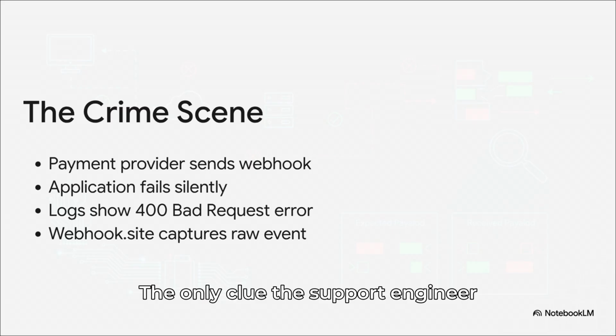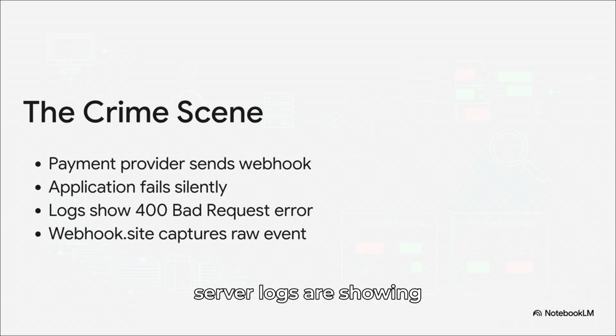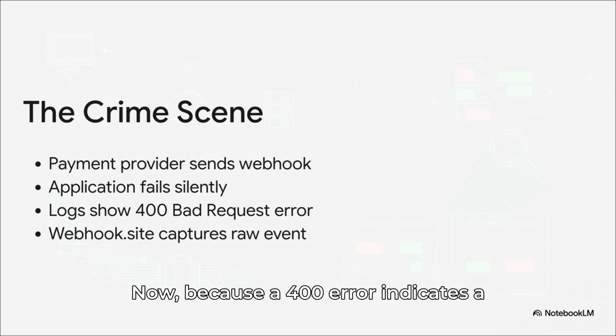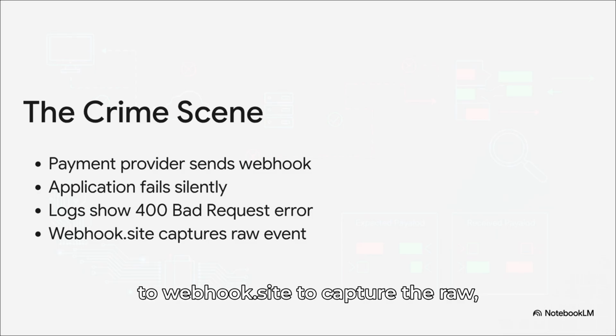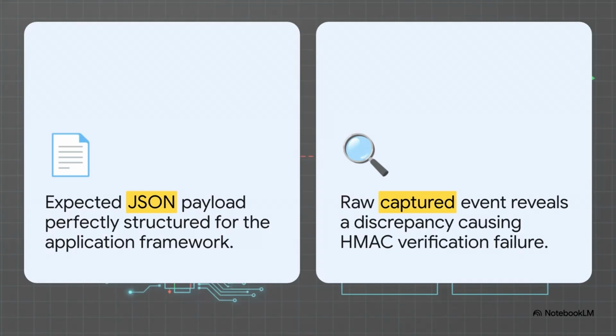The only clue the support engineer has is that the internal server logs are showing a 400 bad request error. Now, because a 400 error indicates a client-side problem, meaning the provider sent something the application didn't like, the engineer decides to route a test mode event directly to webhook.site to capture the raw, unfiltered event. And this brilliantly illustrates what happens when we compare expectations versus reality. When we look at the clean JSON payload the application framework expects and contrast it with the raw evidence captured by our tool, we discover a glaring discrepancy.